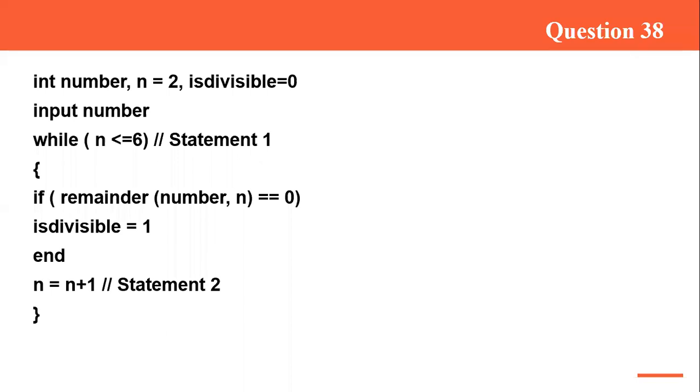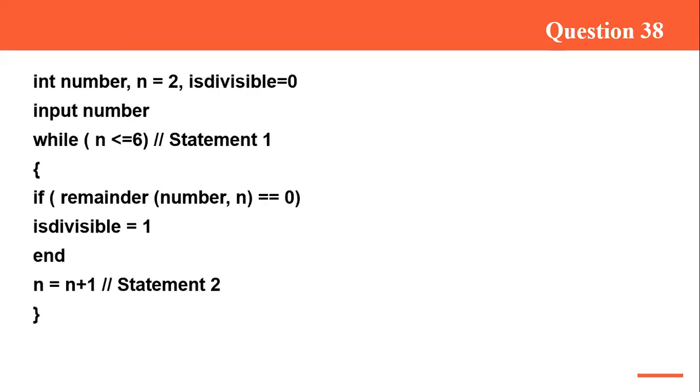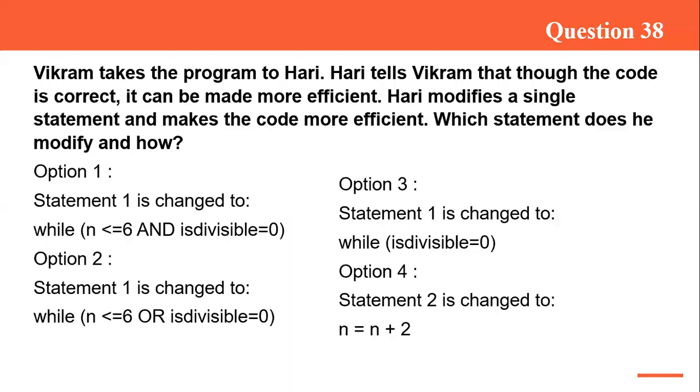Okay. Can I show the next slide? So yeah, what are they doing? If number n equals 2, is divisible equal to 0, while n less than or equal to 6, statement 1: if remainder in number comma n equal to 0, is divisible as 1, and n equals n plus 1. Now, if is divisible equals 1, we print divisible. If it is not, we print not divisible. Is it correct or any errors in this? I hope it's correct only. Right? It's working. Let us see the next slide, then you will understand.